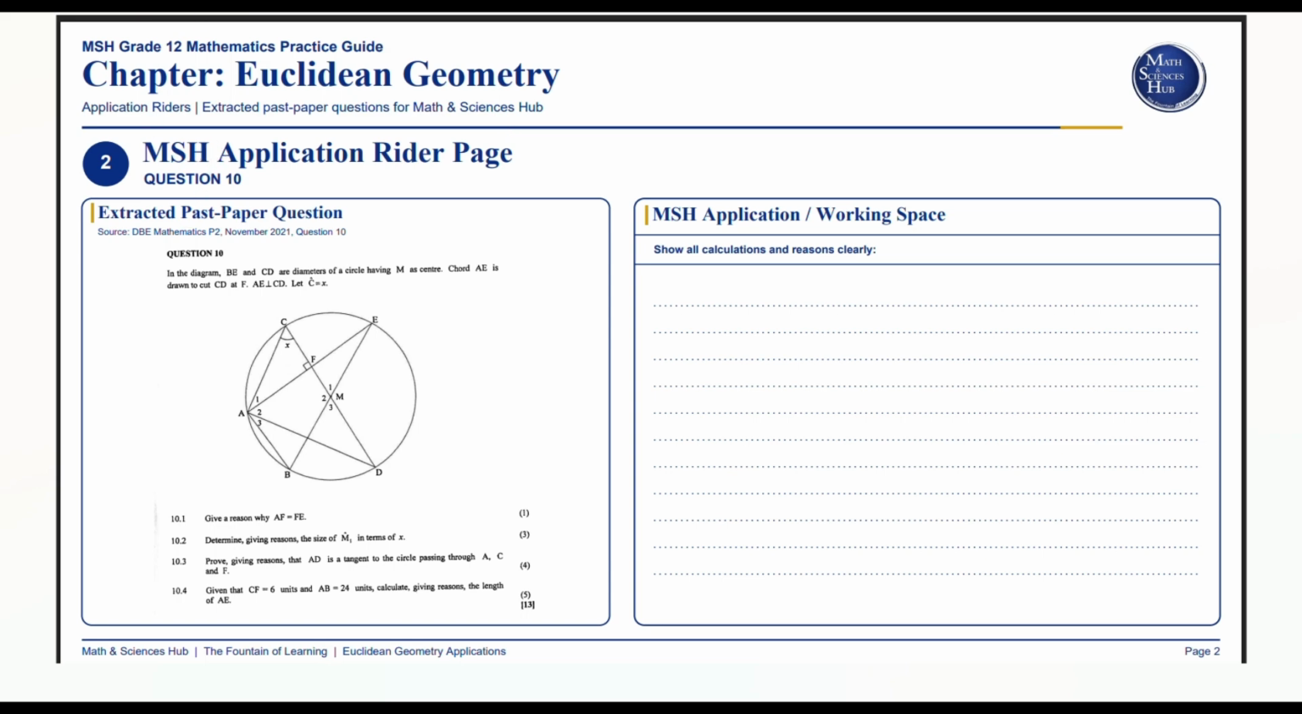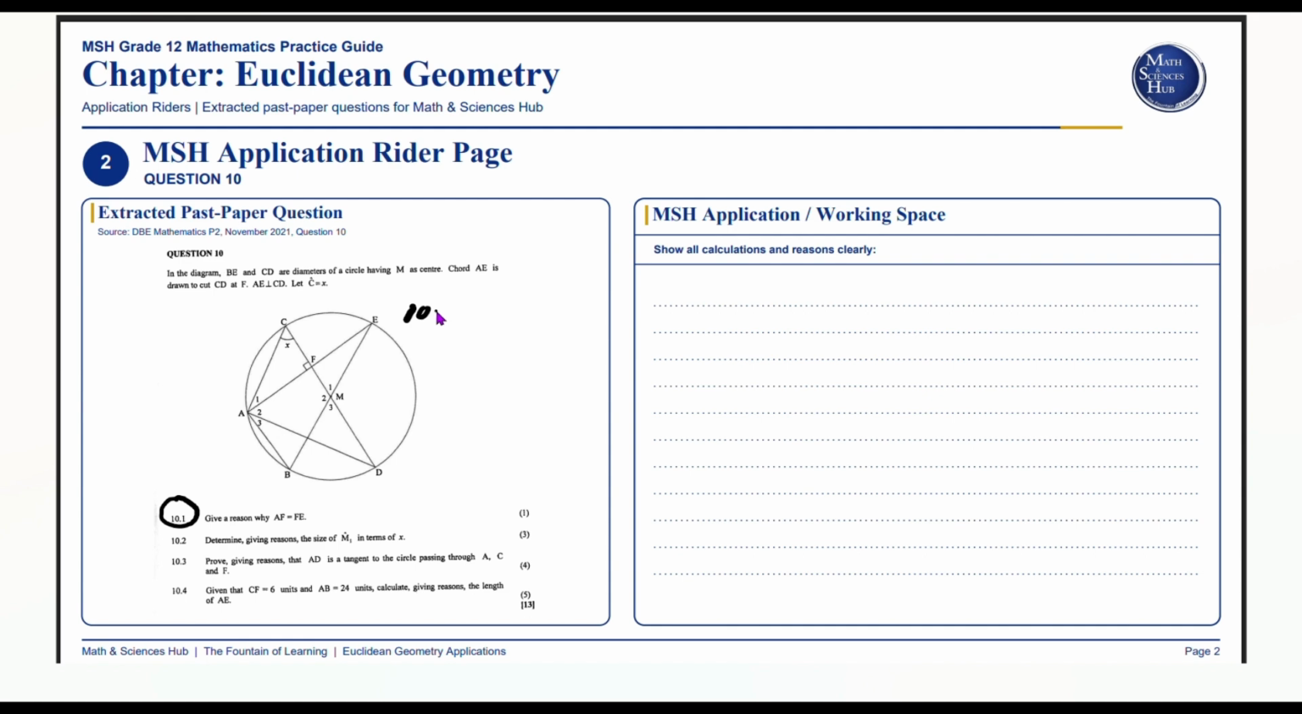Grade 11s, welcome back. Question 10 says, in the diagram BE and CD are diameters of a circle having M as a center. Chord AE is drawn to cut CD at F. AE is perpendicular to CD and let angle C equal X. Now the first question says, give a reason why AF equals FE. Due to space constraints, I'll just highlight this question with the same color that I'm going to use to give a solution for that question.